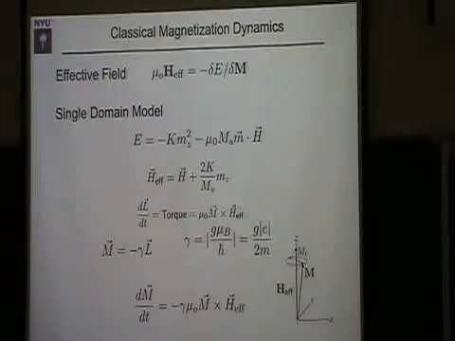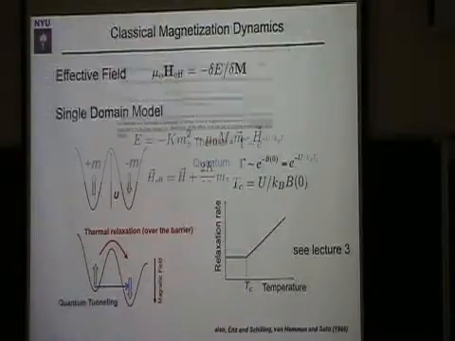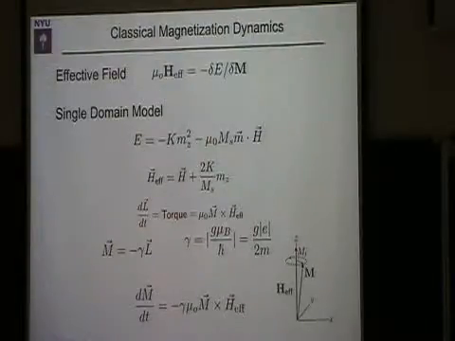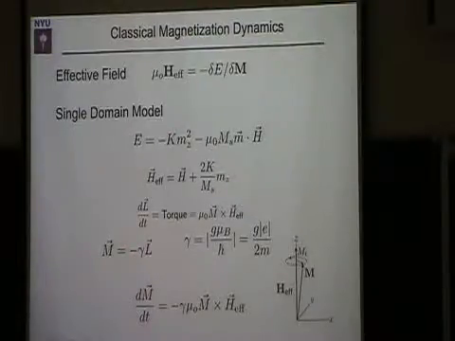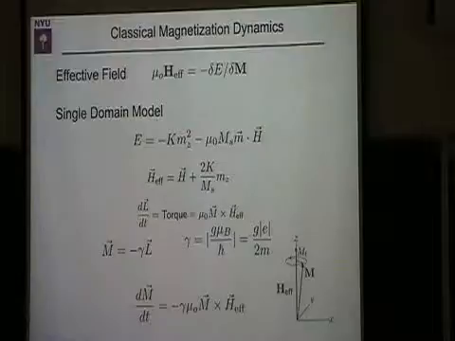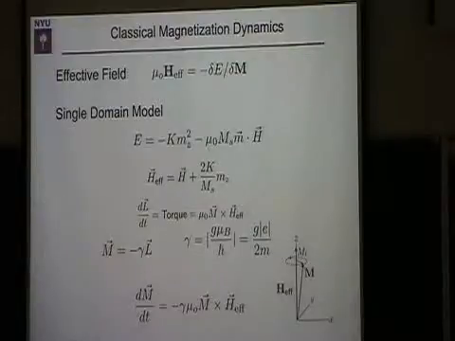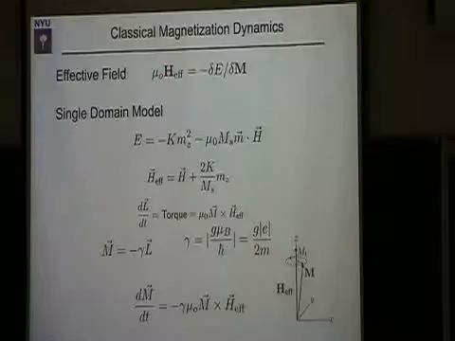So in the last few minutes, I'm going to talk just about classical magnetization dynamics and how you describe it. You consider an effective field that results from all of these interactions that go into the micromagnetic energy. It's the variational derivative of the energy with respect to magnetization. That gives you a preferred direction for the magnetization.